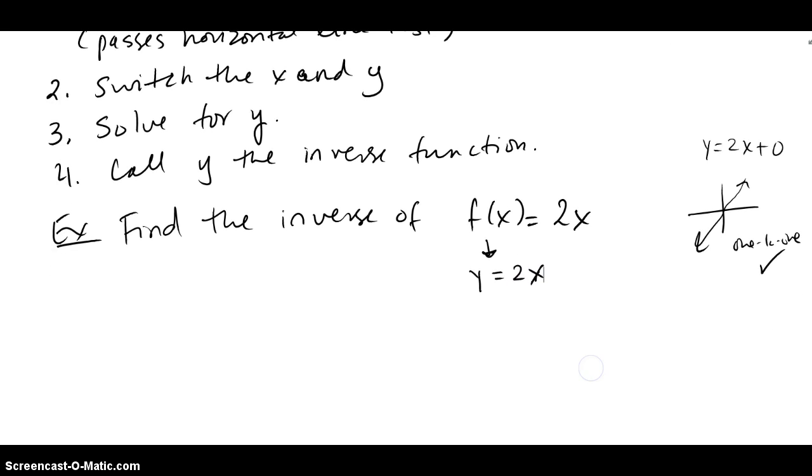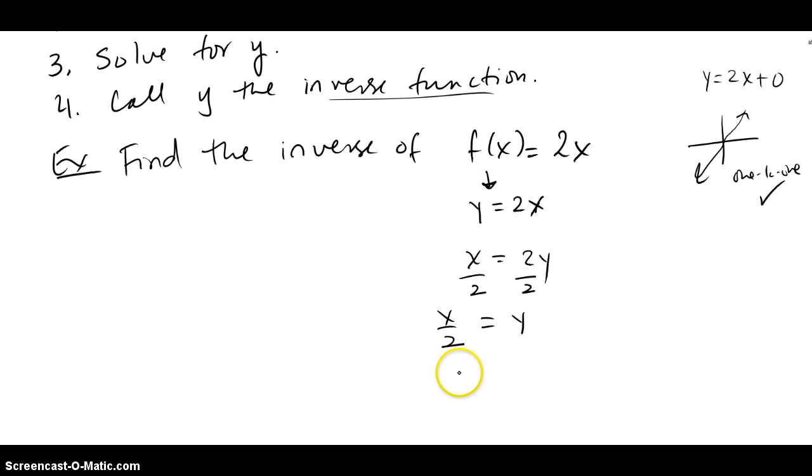Next thing I'm going to do is switch the x and y, so y becomes my x and x becomes my y, and then solve for y. Well, that's going to be fairly quick. Divide by 2, and so y is equal to x over 2, and then the very last step, call it your inverse function. So f is what I started off with, f inverse must be x over 2.